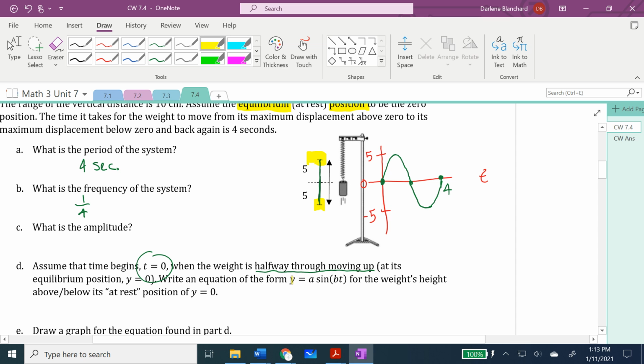And that's why I have written down that you're going to write an equation of the form y equals some number a multiplied by the sine of some number b multiplying t. This is giving me the height above or below the at rest position of y equals 0. I'm going to give you a moment to see, can you figure out what the number a is?